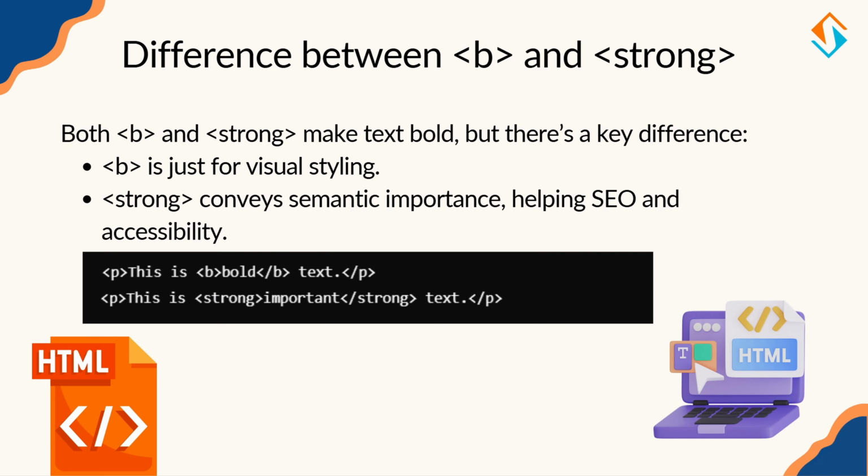Next question is the difference between b tag and strong tag. Both the b tag and strong tag make text bold, but there is a key difference. The b tag is just for visual styling, and the strong tag conveys semantic importance, helping SEO and accessibility. If search engines or screen readers see the strong tag, they prioritize the text more.